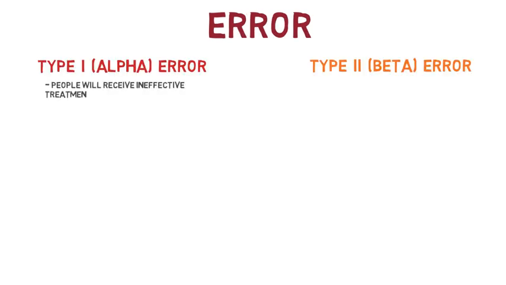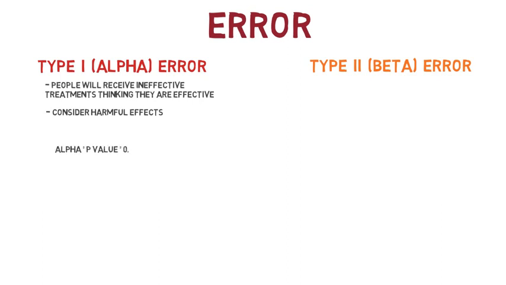So what are the consequences of being wrong? In the case of an alpha or type 1 error, this might result in people being given ineffective treatments, which is more problematic if the treatment has harm associated with it, for example, chemotherapy. So how are we ever sure that we haven't made this error? Well, you can't be 100% sure. There's always a chance for error.